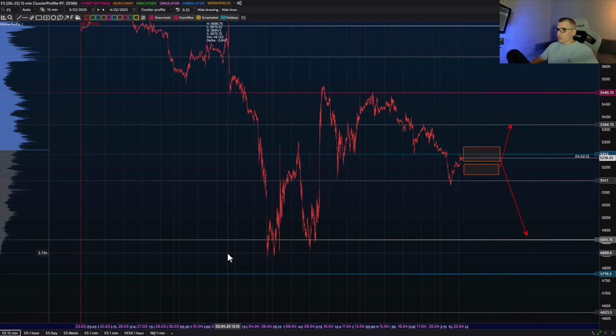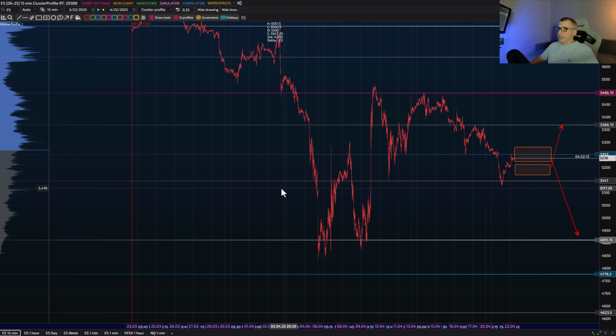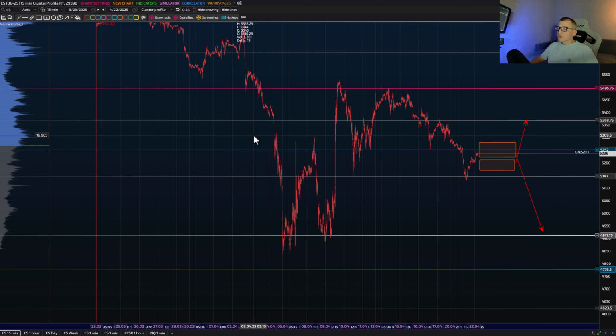Now 15-minute auction. What do we have here? Previously this auction, the 15-minute auction, formed a reversal, but it never happened. It transferred to a volatility.